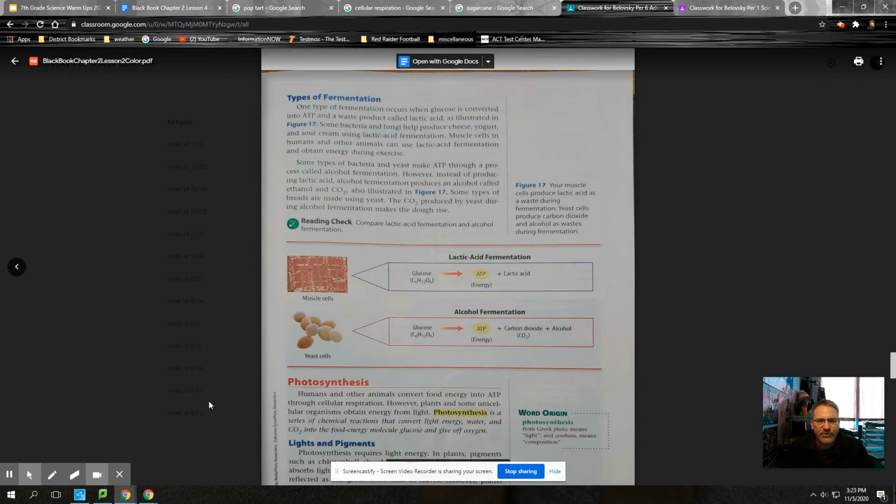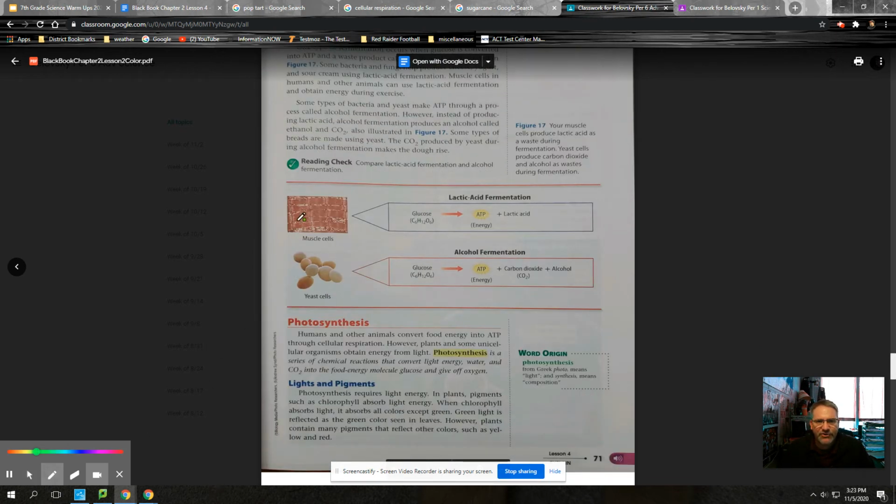If we look at this picture right here, this picture shows you muscle cells. And what it's showing you is lactic fermentation. What happens is you get sugar, and the sugar is converted into energy without oxygen. In other words, you're doing some sort of strenuous exercise, you're working out, and it causes you to basically run out of oxygen.